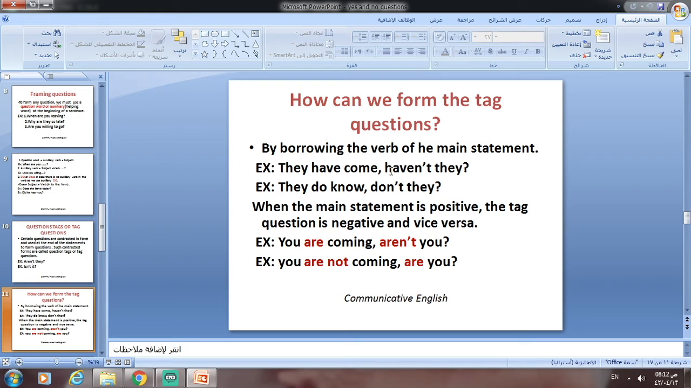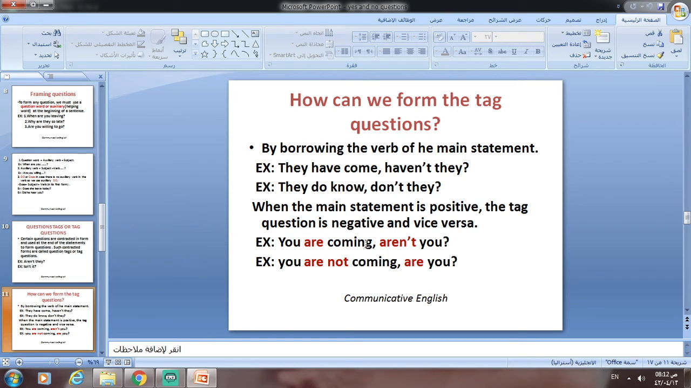Like, they have come, haven't they? They do know, don't they? We borrow the verb and put it here, but we notice that we didn't put the verb as it is; here it is negative. This is how we form a question tag. If the verb was positive, we must transform it into negative. When the main statement is positive, the tag question is negative and vice versa.